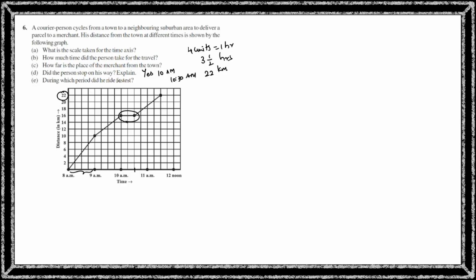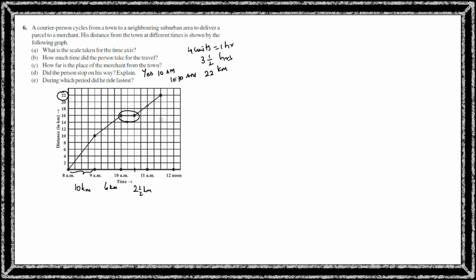Next, during which period did he ride fastest? So now that is about speed. Okay, that is in 1 hour how much distance is he covering. So let us look at that. From 8 a.m. to 9 a.m. he has covered a distance of 10 kilometers. From 9 to 10 he has covered a distance of 6 kilometers. 10 to 11 he has covered a distance of, at 11 a.m. it is over here. Okay, so it is around 16 to a little over 2 kilometers, maybe 2.5 kilometers, and from 11 to 11:30 it's just half an hour.